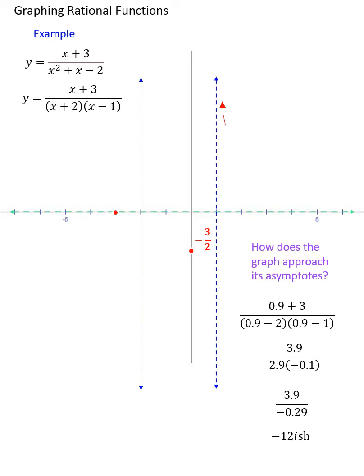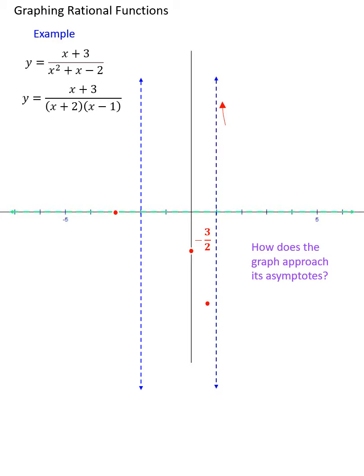So what does this tell me? It tells me when x is 0.9, y is a big negative number. I can plot that concept right here. And that, by the way, is not a precisely plotted point by any means. But the fact that I got a big negative number when I plug in 0.9 for x tells me that my graph is going to be approaching the asymptote in a downward fashion on that side of the asymptote.